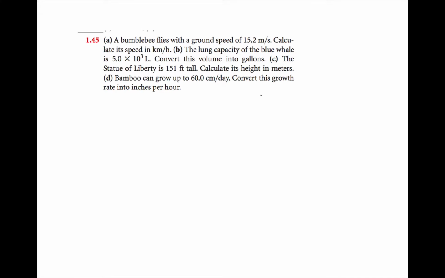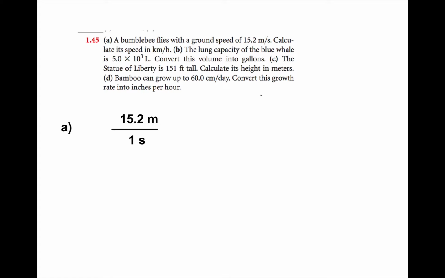45. A bumblebee flies with a ground speed of 15.2 meters per second. Calculate the speed in kilometers per hour. All right, so this is again, we won't deal with bumblebees in this course, but this is just practicing unit conversion. Whenever you're converting from one unit to another, meters per second to kilometers per hour, the first thing you do is write down what's given. So for every 1 second, you're moving 15.2 meters.